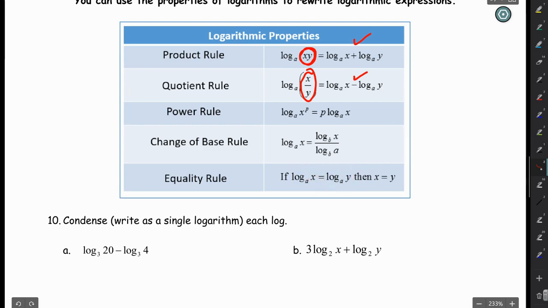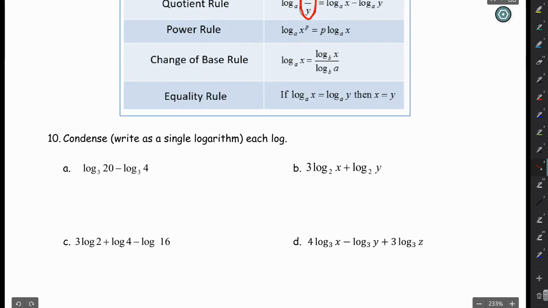All right, so number 10 says condense each log. That means write each as a single logarithm. Whenever you see the word condense, you know that you're only going to be writing the word log one time. For this one, we have log base 3, and because it's subtraction, when we condense them, we're going to have division. And that just becomes log base 3 of 5.